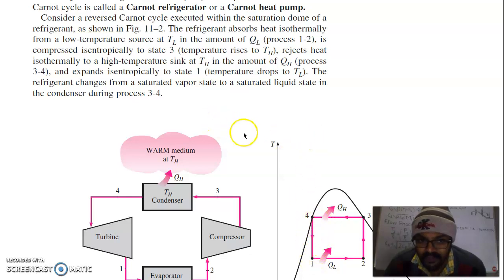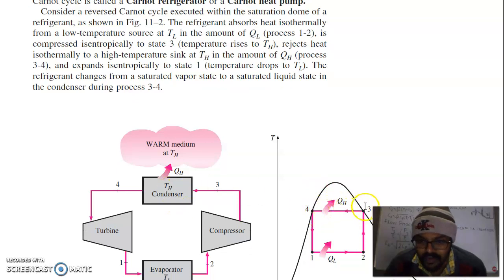The refrigerant changes from a saturated vapor state to a saturated liquid state in the condenser during process 3-4. So during 3-4 your refrigerant changes from saturated vapor state to saturated liquid state. That is why this process is also called condensation, meaning change of vapor into liquid form in the condenser.